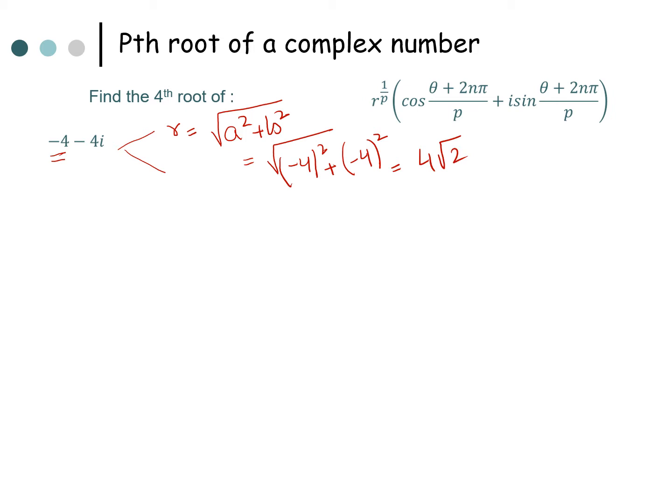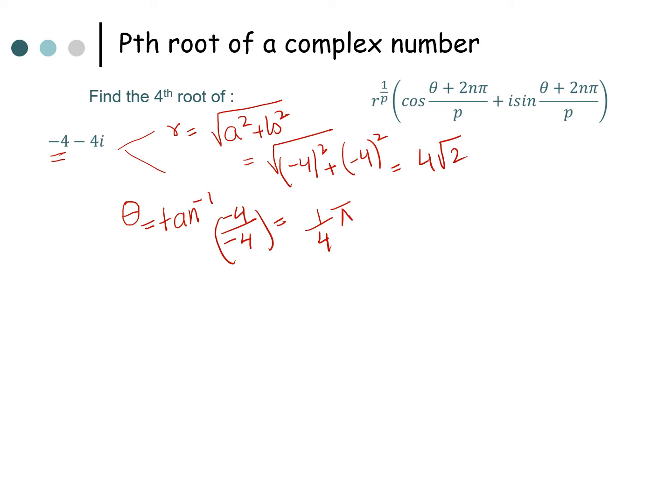Once it is done, you have to find the argument. In order to find the argument, you all know that the formula is tan inverse of b over a. So b is negative 4 and a is also negative 4, so you will get tan inverse 1. Write in the calculator shift tan 1, which will give you 1 over 4 pi. Now the question is, is it our required argument or not?